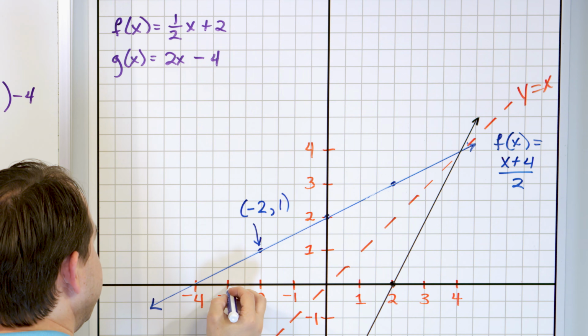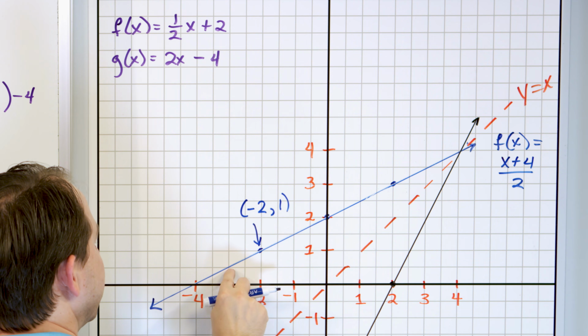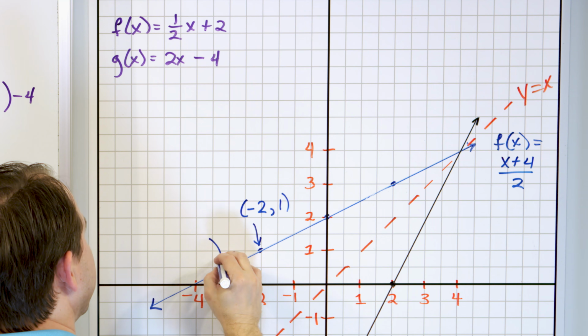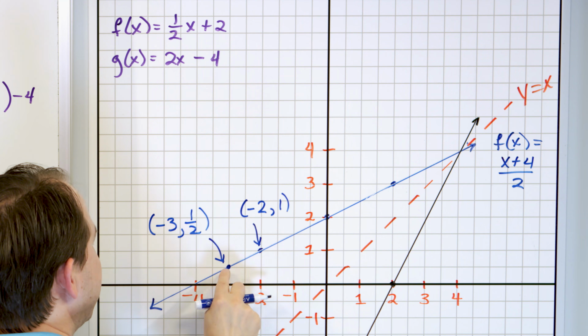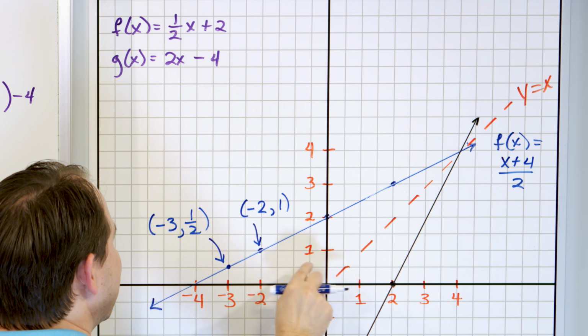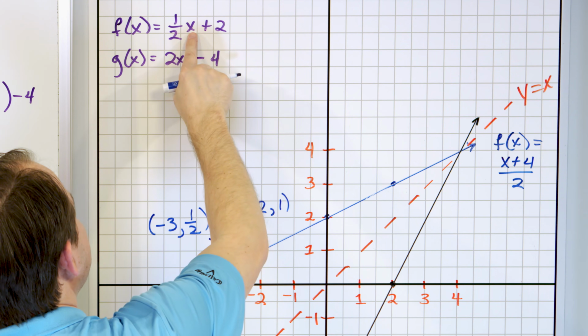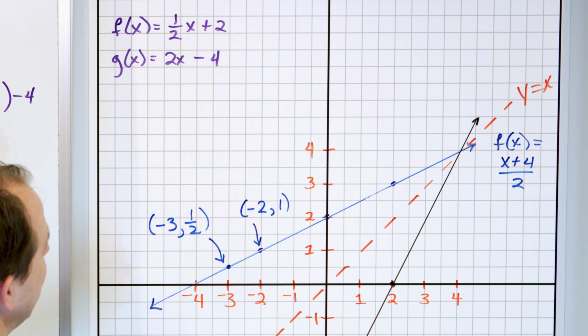Let's go to -3. And then what is this? This intersection right here. So this point is -3, 1/2. You can just read it right off the graph. Here's 1 and here's 1/2 there. If you put a -3 in here, and you do the math here, you're going to get a 1/2 out.